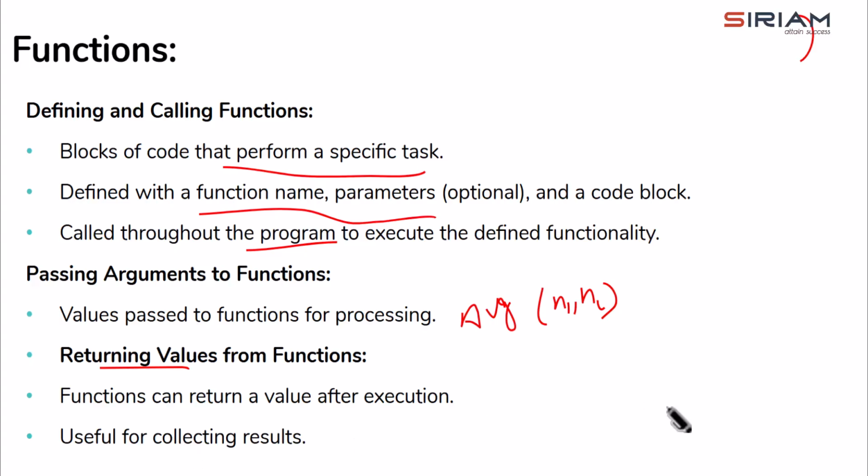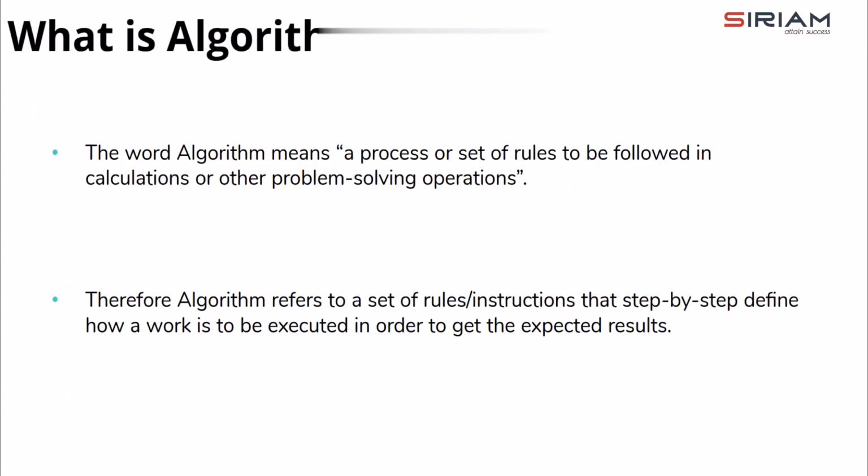As we have seen in the designing of the code, we write an algorithm, pseudocode, or a flowchart to make the program, right? The word algorithm means a process or a set of rules to be followed in a calculation or other problem-solving operation. An algorithm refers to the set of rules or instructions that define, step by step, how a work is to be executed in order to get an expected result.